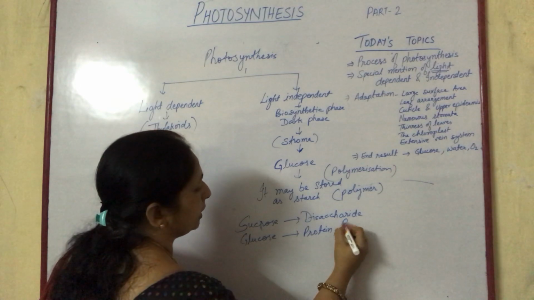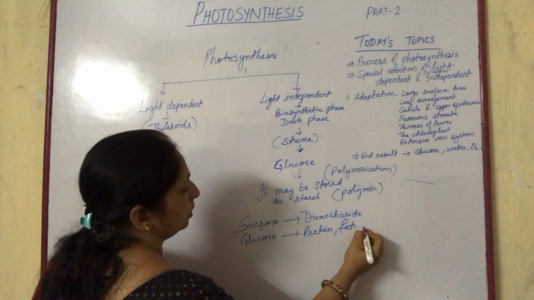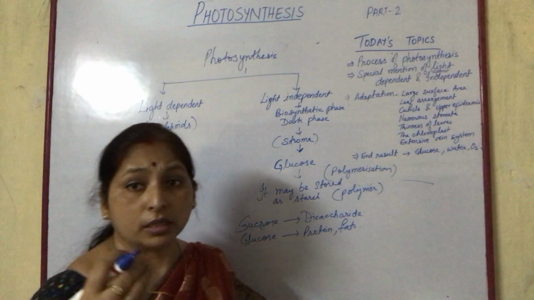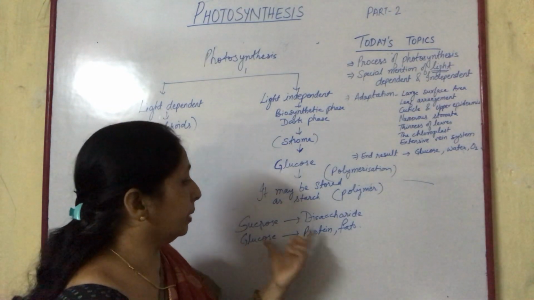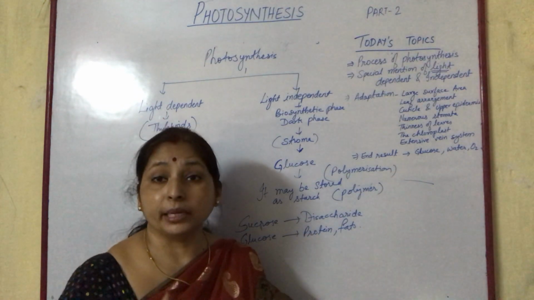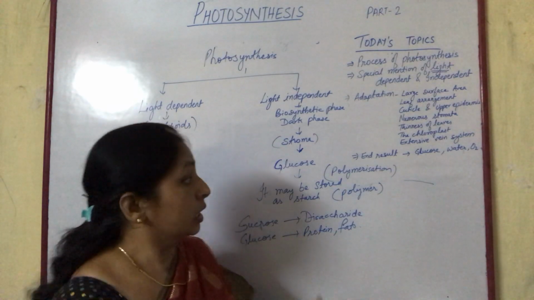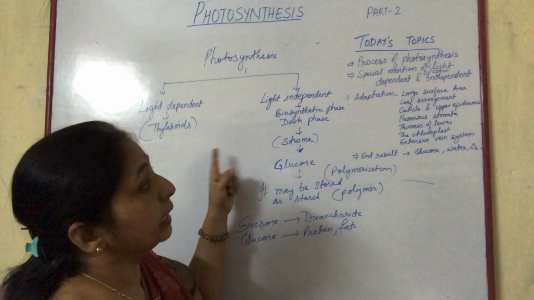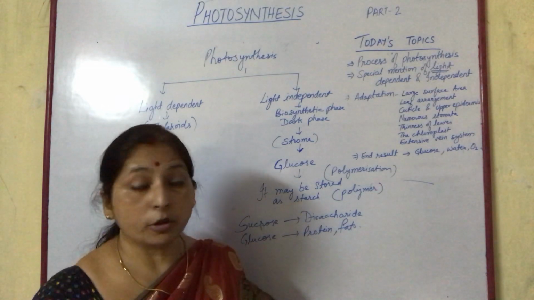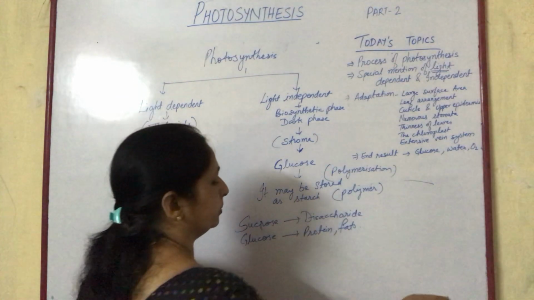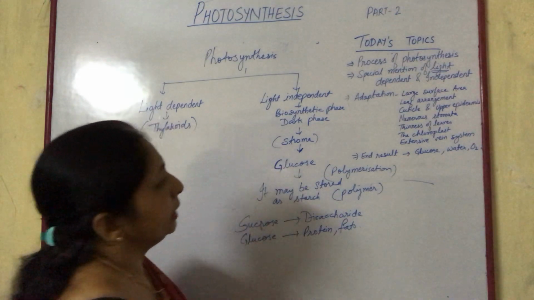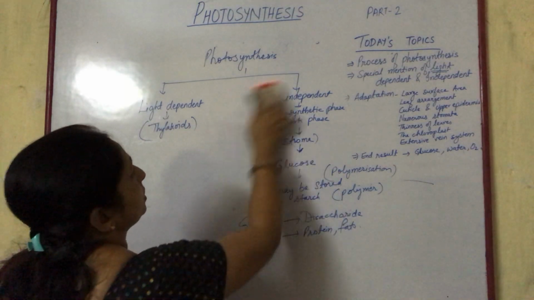used for the synthesis of proteins and fats, or other substances formed by the plant. So it may be utilized or get converted to these forms. So this is all about the light dependent and light independent processes. After that there is a mention about adaptation. The first steps.